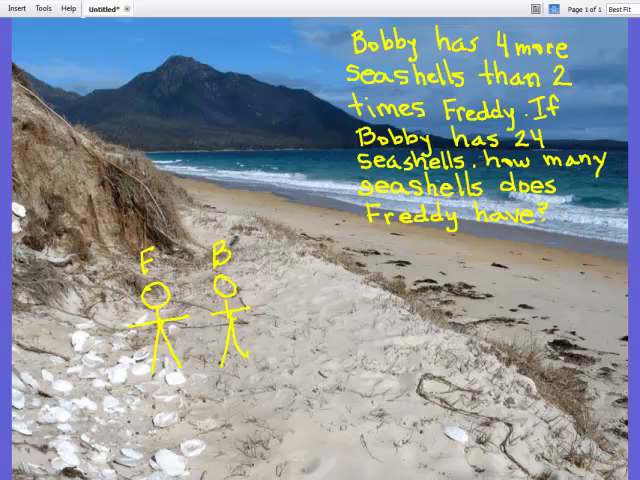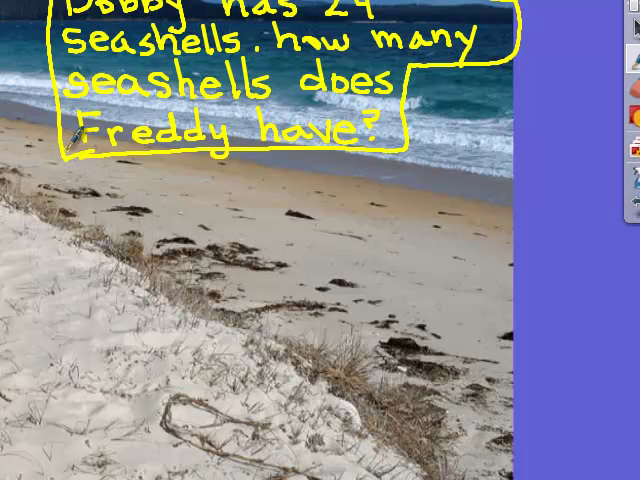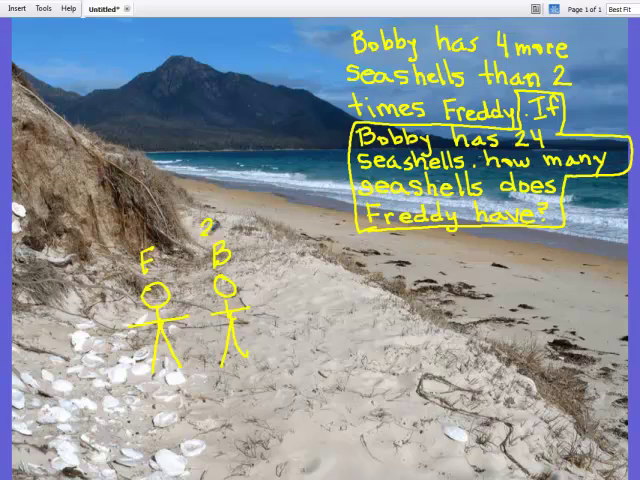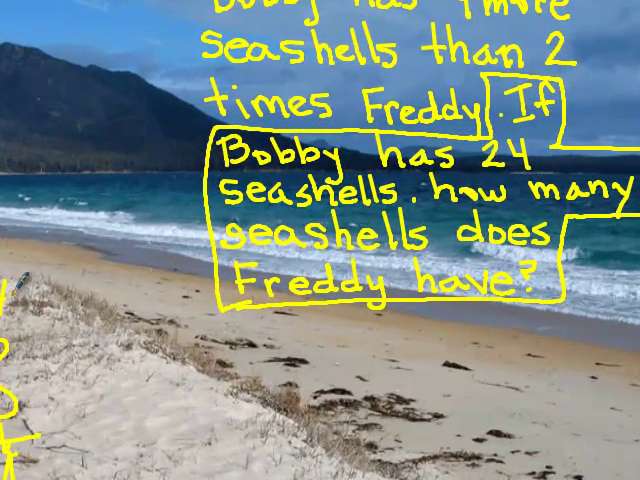So let's start with boxing the last sentence, because that gives us a clue as to what is being asked of us. So if Bobby has 24 seashells, how many seashells does Freddie have? So we know Bobby has 24. I'll put a 24 right above Bobby. So let's go ahead and turn this into an equation.